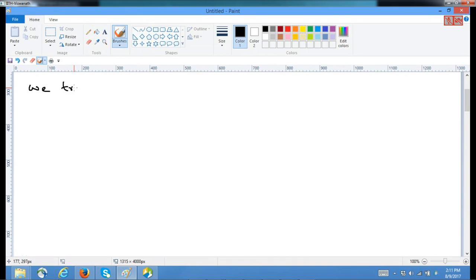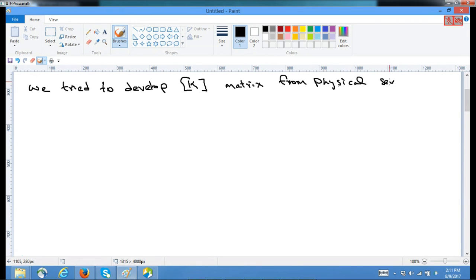We tried to develop the K matrix from physical sense, that is equilibrium, for a truss structure.